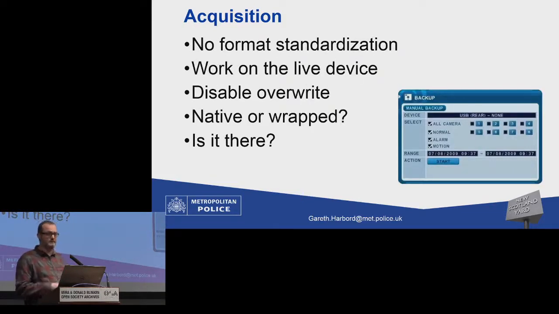So what do you get? When you go to do a download from a DVR, you'll get some sort of screen a bit like this. You'll find there's a "normal", which is standard recording, and an "alarm", which might mean motion, or "motion", which might mean motion. The terminology is very interchangeable. They just make it up as they go along. You disable the overwrite as soon as you turn a unit on, to stop it trying to record over the oldest stuff, and that makes it a little bit safer to work on the live system. And the first thing we try and work out is: is it on there?